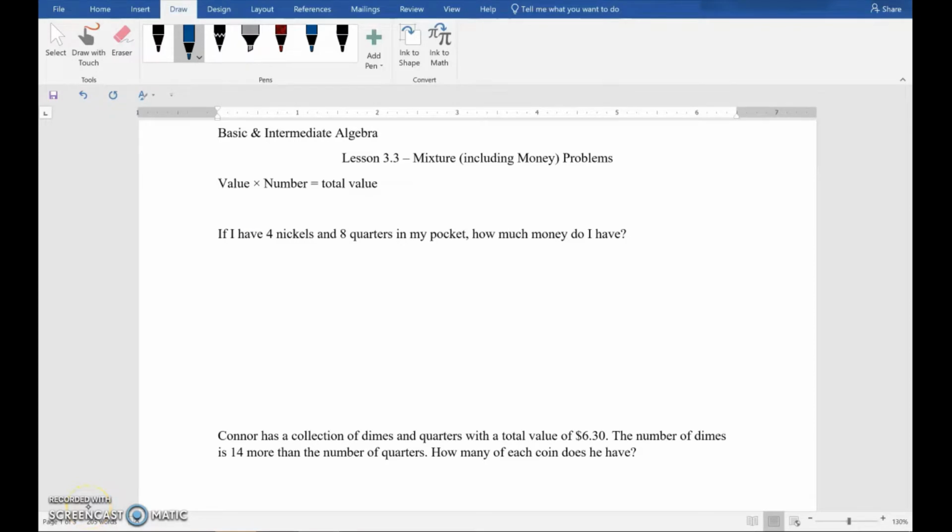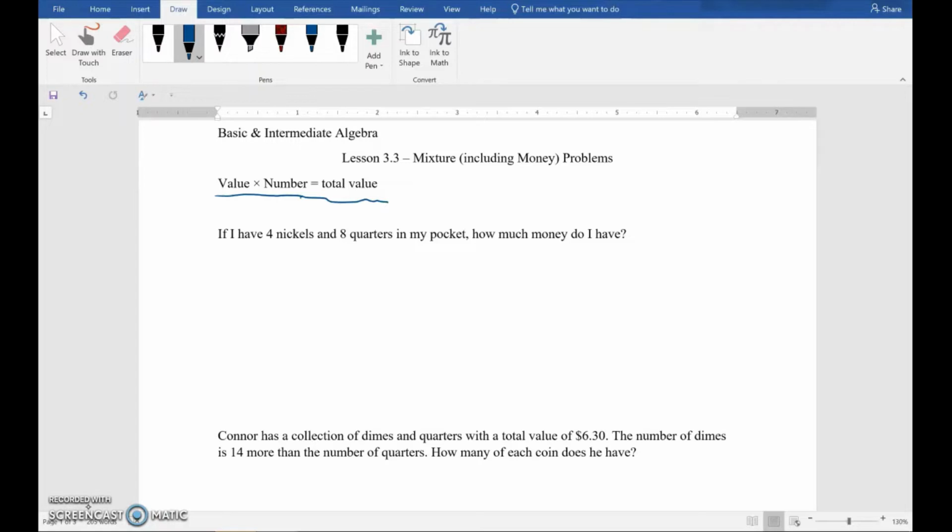Let's get started. Lesson 3.3, mixture, including money problems. This is anything that has a value, like coins or dollars, or even things like tickets, or things that you buy in bulk, like jelly beans or coffee. The key is that value times the number equals the total value. So let's do one that doesn't have any algebra in it, just to see the process.